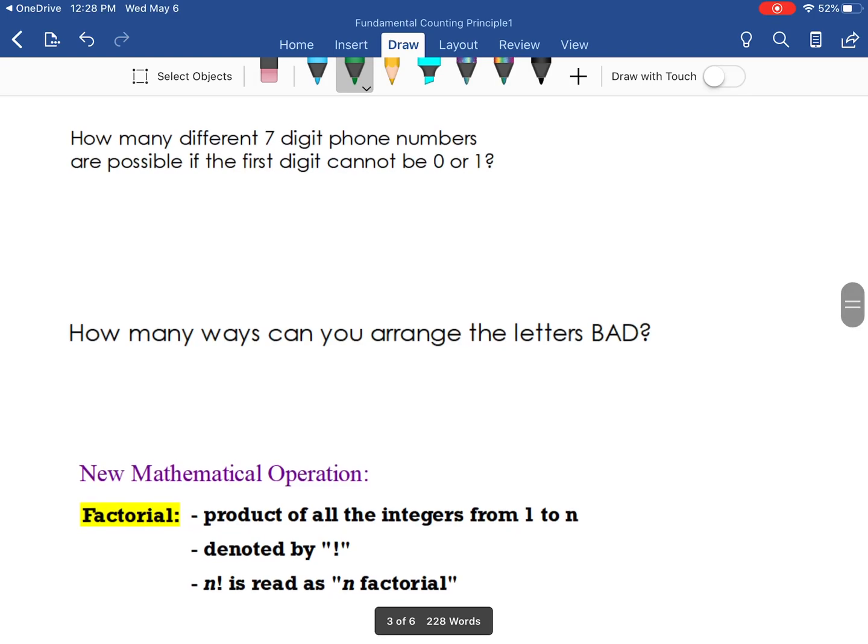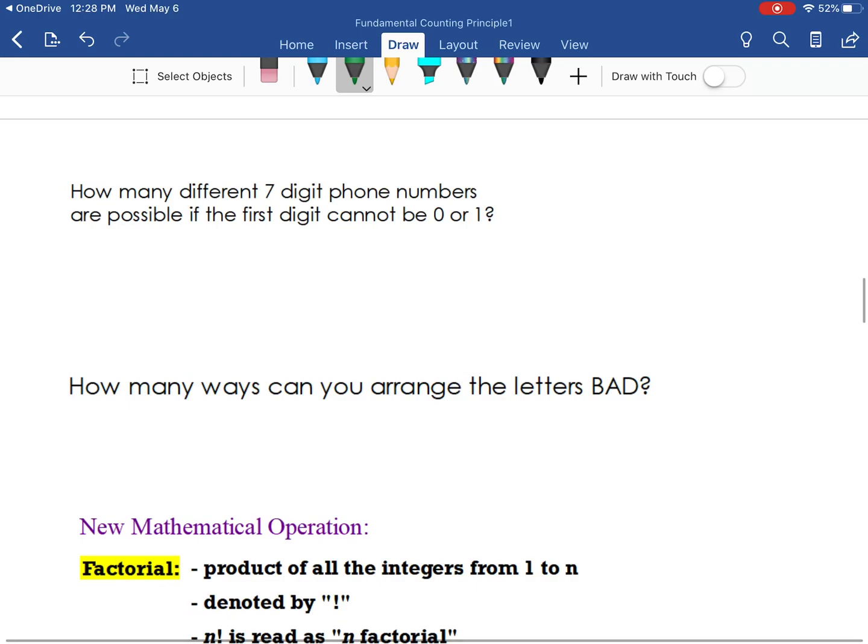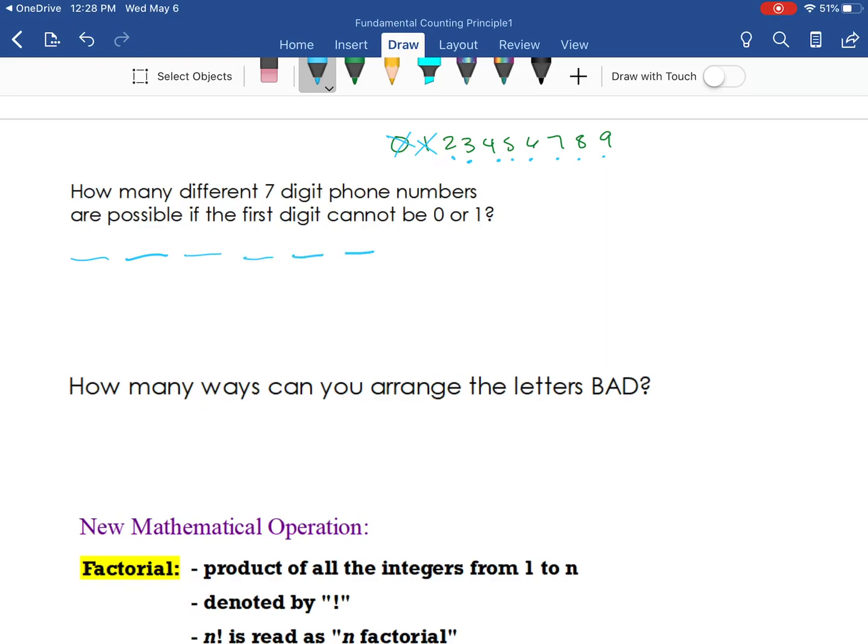Next example, how many different 7-digit phone numbers are possible if the first digit cannot be 0 or 1? So the different digits are the numbers from 0 to 9. So 0, 1, 2, 3, 4, 5, 6, 7, 8, 9. And we said we can't use 0 or 1. That leaves us with 8 different digits that are possible. So we have 7 digits, 1, 2, 3, 4, 5, 6, 7. Okay? And we want how many different 7-digit phone numbers there are.